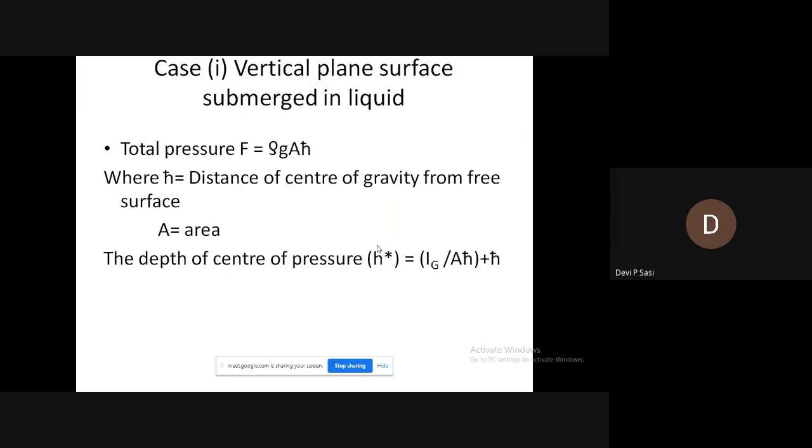Then the pressure force F is given by rho g A h bar. Depth of center of pressure h star is given by Ig by A h bar plus h bar, where A is the area and Ig is the moment of inertia of area.